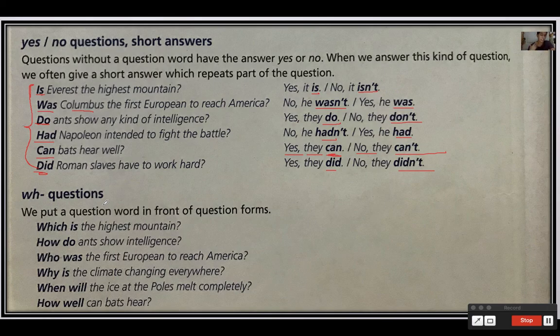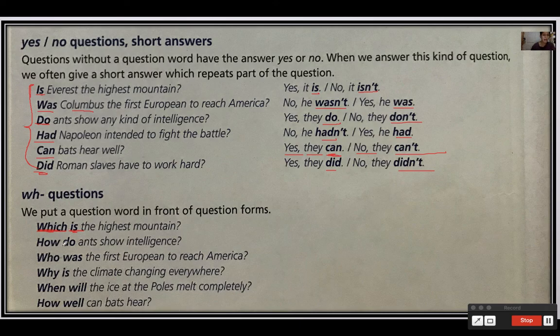Okay, for example, what is he or she doing, what is he or she eating, whatever thing that we're asking for. Okay, we put a question word in front of the question. For example, which is the highest mountain? In this case, when we are making WH questions, we must put first of all the WH word and then the auxiliary verb. Okay, which is the highest mountain? Oh, the highest mountain is Mount Everest.